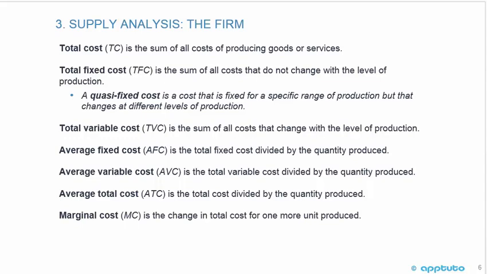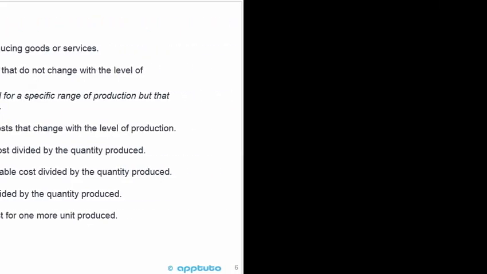The average fixed cost is the total fixed cost divided by the quantity produced. The average variable cost is the total variable cost divided by the quantity produced. The average total cost is the total cost divided by the quantity produced. And the marginal cost, again, is the change in total cost for one more unit produced.